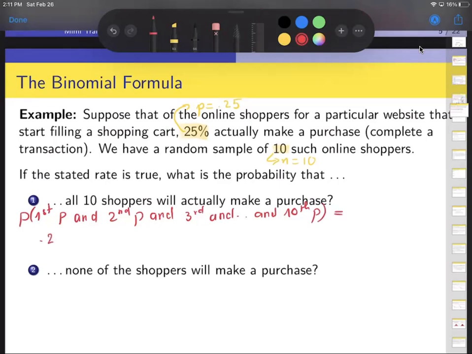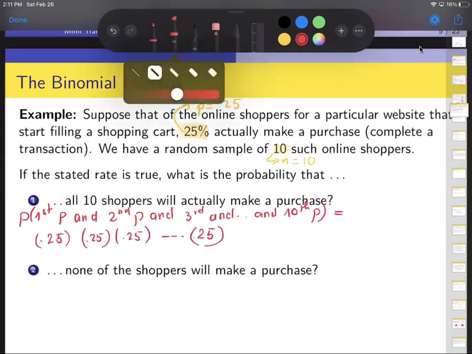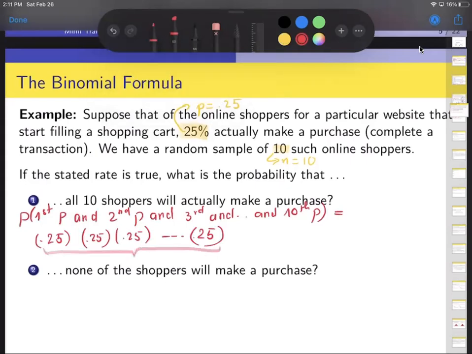So the probability of the first person making a purchase is 0.25, right? And the second one is also 0.25. And the third one also 0.25, all the way to the 10th, which is also 0.25. And because we say they are independent from one another, remember, if you're independent, we multiply. So 0.25 times 0.25 times 0.25, 10 times. That is the same thing as 0.25 to the 10th power. And if you plug it in your calculator, it will be 0.0000, 1, 2, 3, 4, 5, 6, I think 6095.